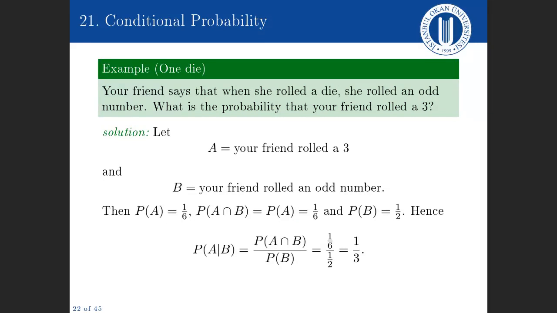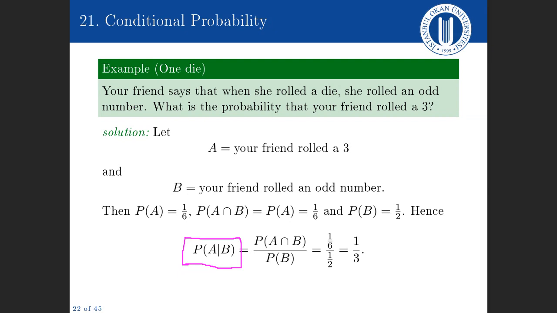We want the probability of A given B. We know that B occurred because our friend told us that B occurred. We want the probability of A given B. So it's about using the formula: probability of A intersection B divided by probability of B. 1 over 6 divided by a half is equal to a third.